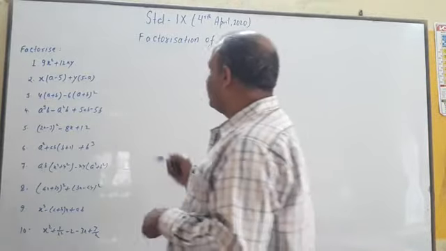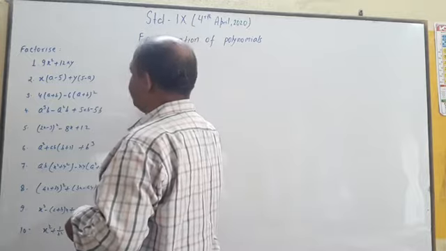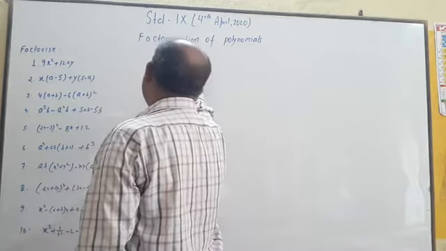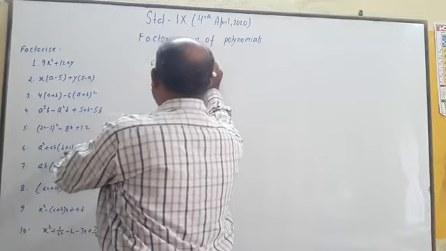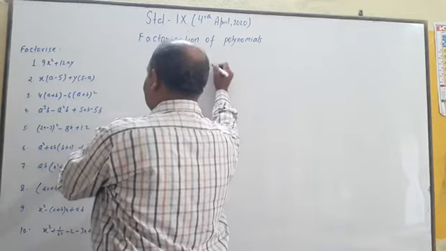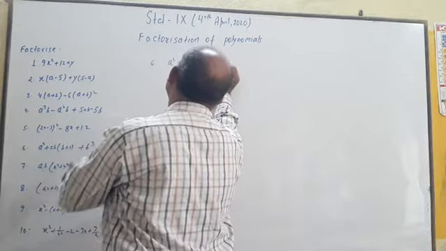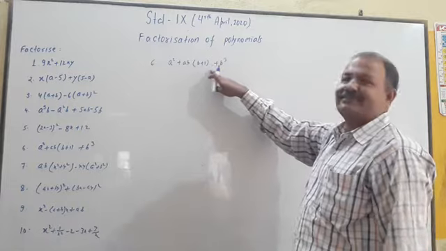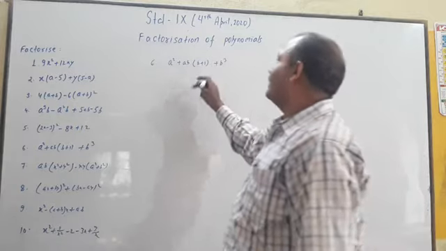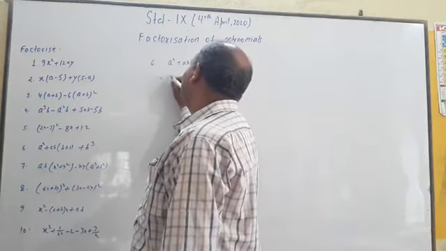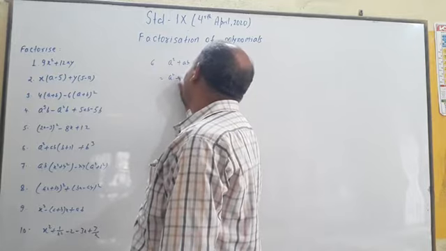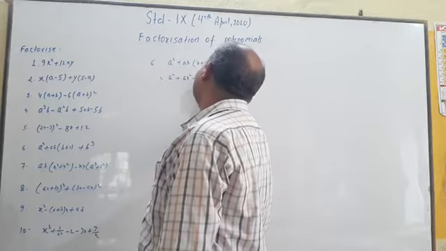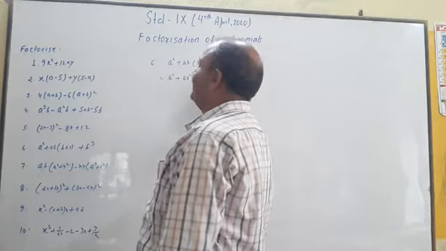Now we come to the next problem, 6th number. It is a square plus ab into b plus 1, this is b cube. First of all, we have to multiply this term so that we will get the four terms. It will be a square, ab into b, ab a square, ab into 1, ab plus b.